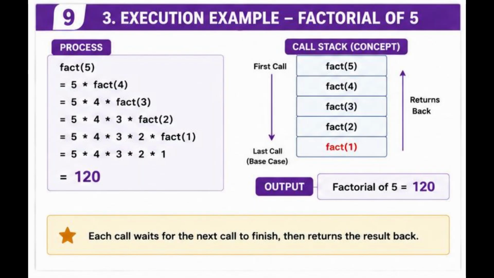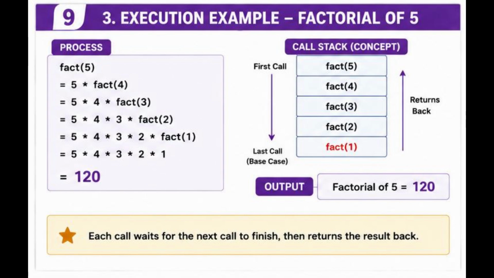Let's look at what happens in the computer's memory when we call factorial 5. It doesn't get an answer immediately. Instead, it creates a chain of waiting calls. Fact 5 waits for 5 asterisk fact 4. Fact 4 waits for 4 asterisk fact 3. And so on, until we hit fact 1. Once fact 1 returns 1, the base case, the chain starts collapsing backward.